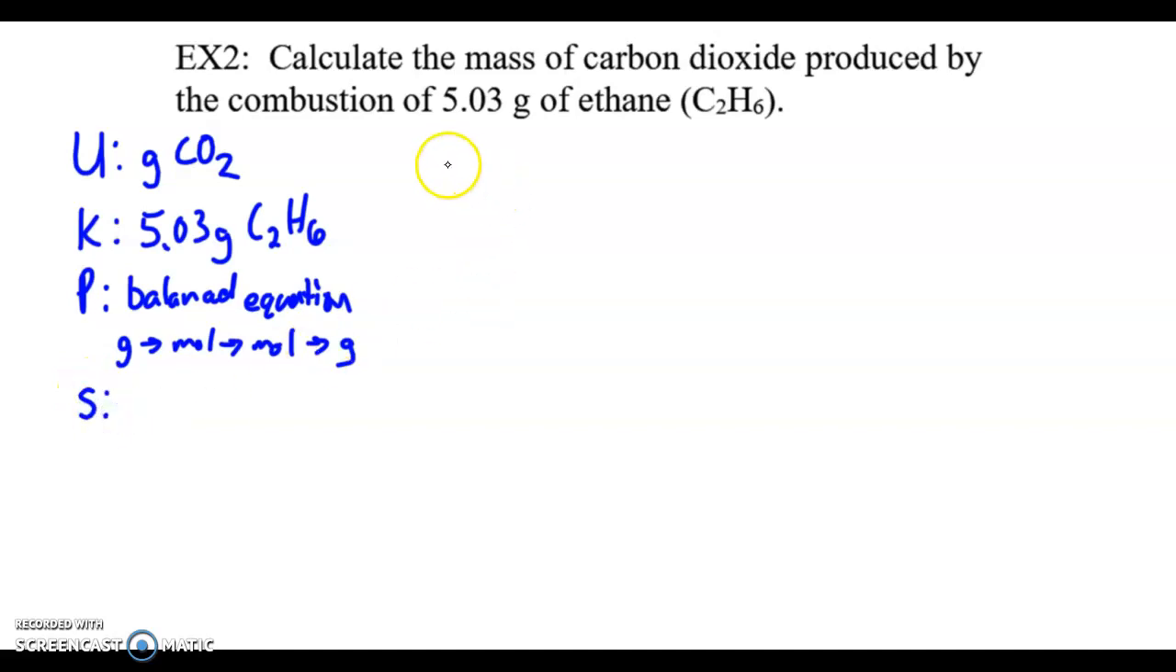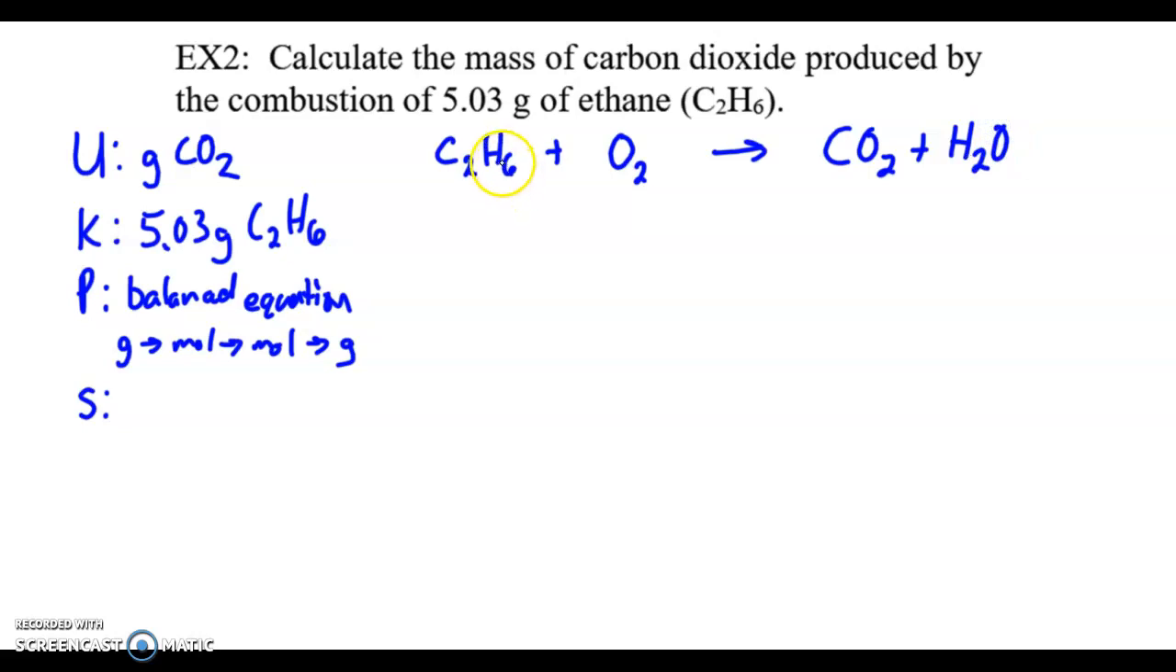I'm actually going to come up here and write the chemical reaction. So it tells us the reaction type, it's combustion. So C2H6, hopefully you remember that's a hydrocarbon. In combustion it's going to be hydrocarbon plus oxygen, yields carbon dioxide and water. And then we're going to have to balance this thing.